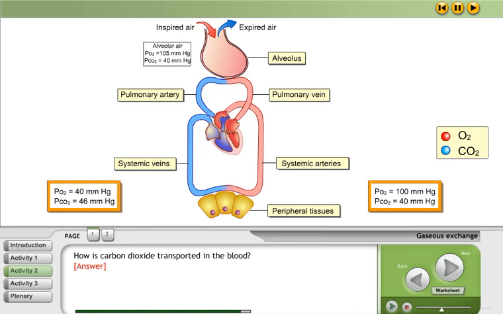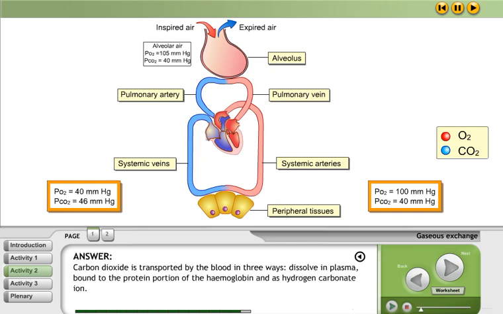How is carbon dioxide transported in the blood? Answer: carbon dioxide is transported by the blood in 3 ways: dissolved in plasma, bound to the protein portion of the hemoglobin, and as hydrogen carbonate ion.